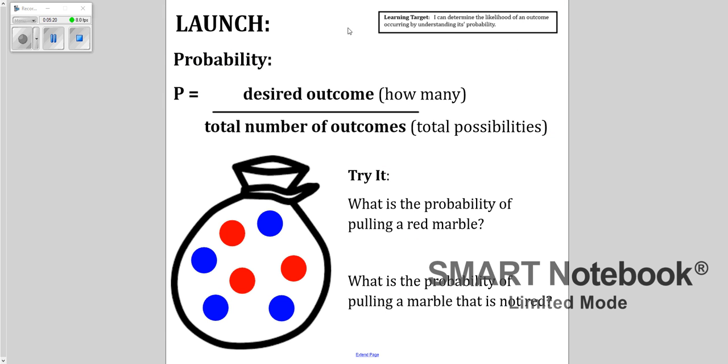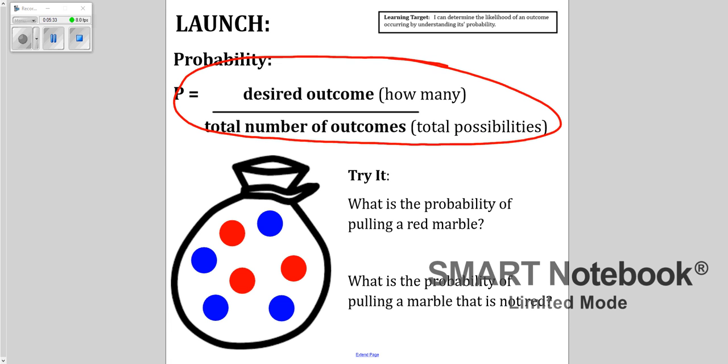So let's take a look at this bag. It has marbles in it. This should look familiar. It was in your Edulastic homework. We want to know the probability of pulling a red marble. Well, we know that we're going to make a fraction because you can see it written at the top of your page. Probability equals desired outcome, how many, over the total number of outcomes. And the way you write this is you write P, parentheses, red. And that means the probability of picking a red marble.